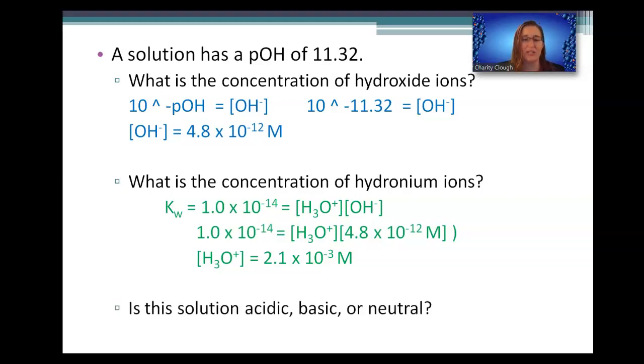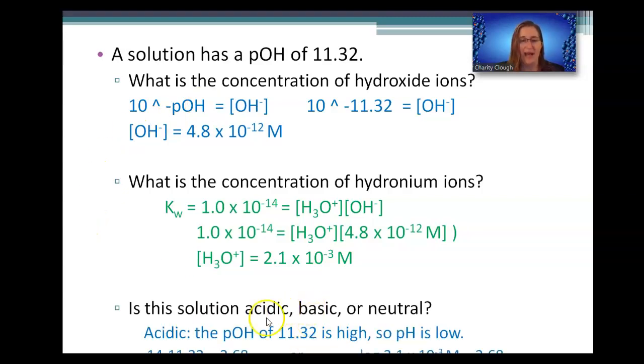The last question, is this one acidic, basic, or neutral? So I'm going to say I have a pOH of 11.32. That's really high. So if I have a high pOH, I know my pH is actually really low because it'd be 14 minus this. So if I went ahead and did that beneath, that would be 2.68, which is a very low pH, so it's definitely acidic.